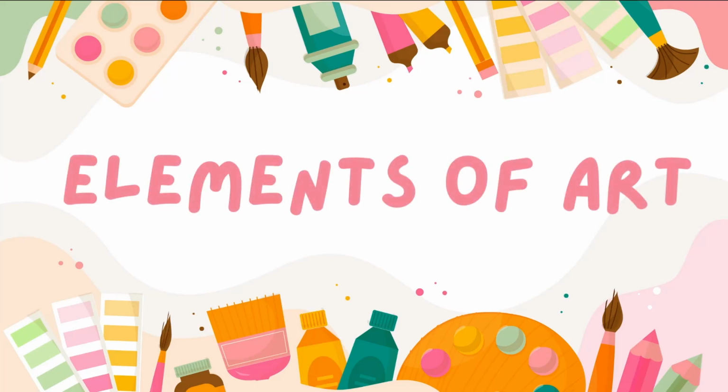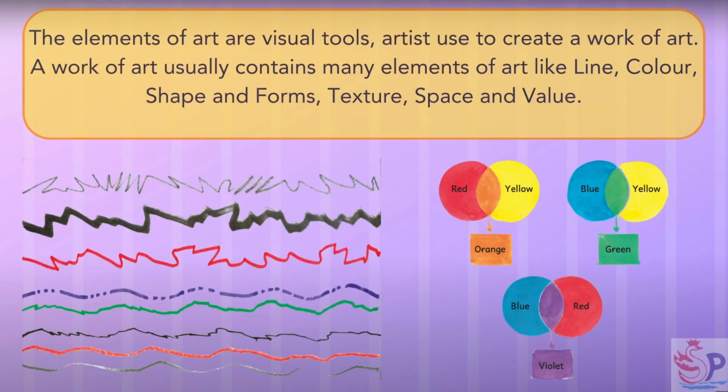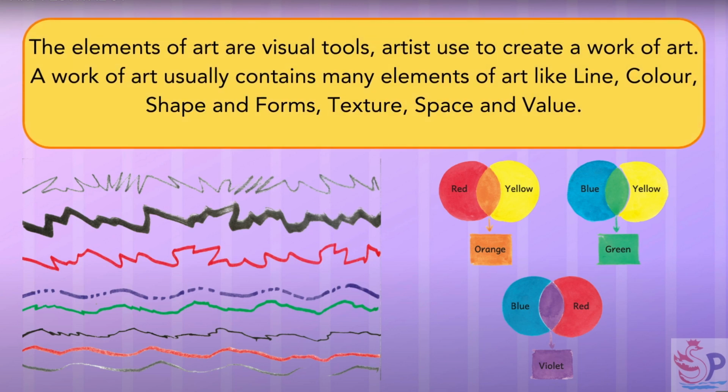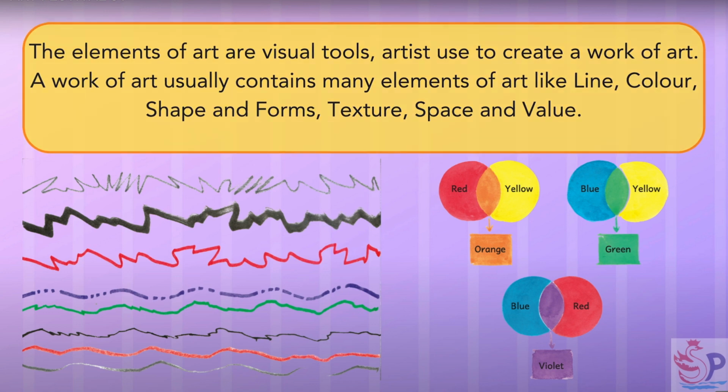Elements of art. The elements of art are visual tools artists use to create a work of art. A work of art usually contains many elements of art like line, color, shape and form, texture, space and value.